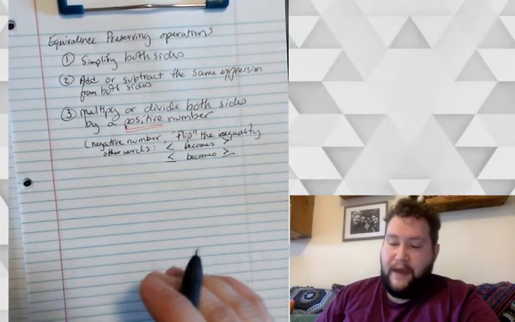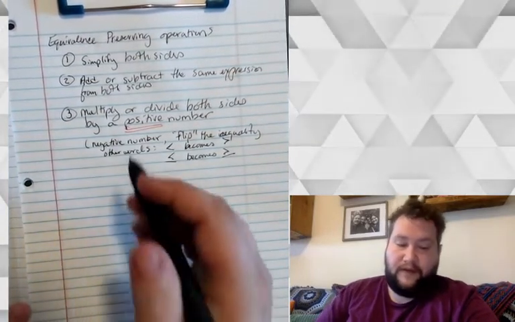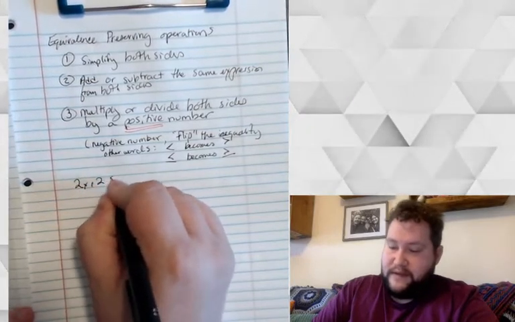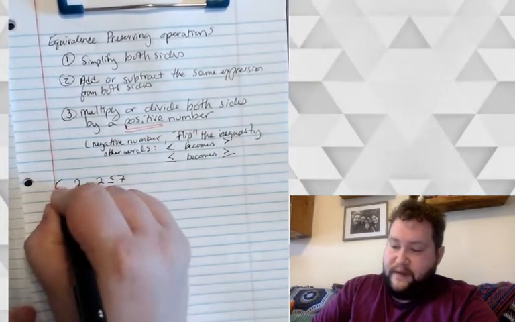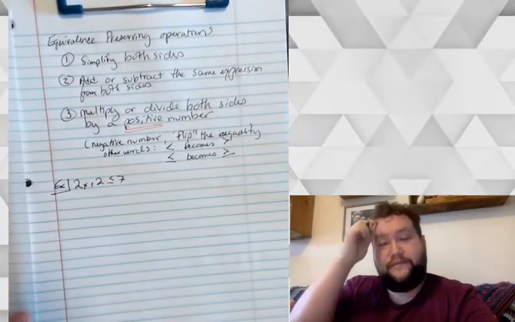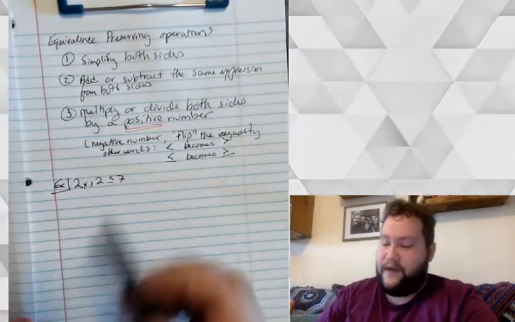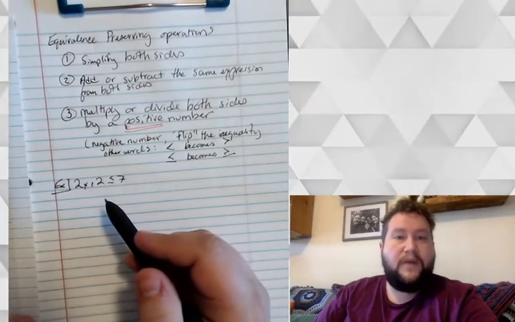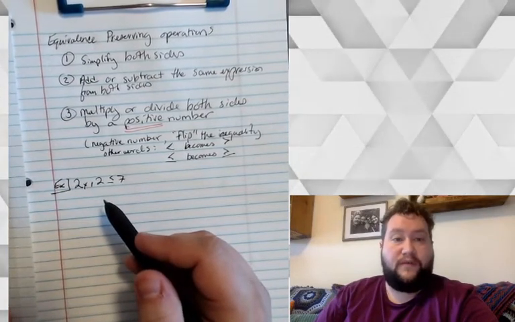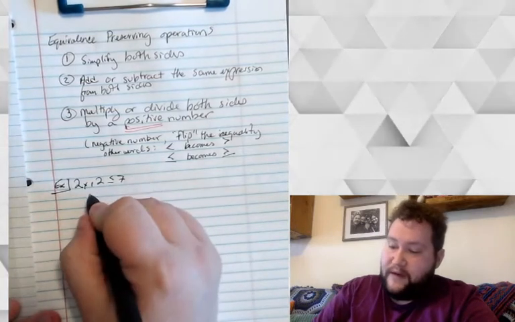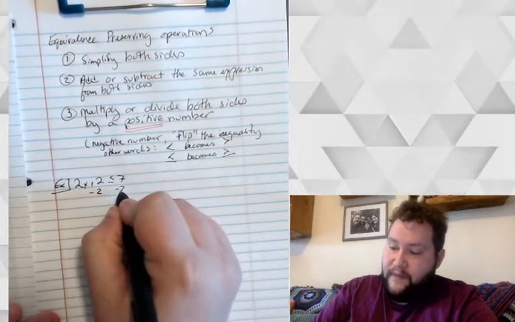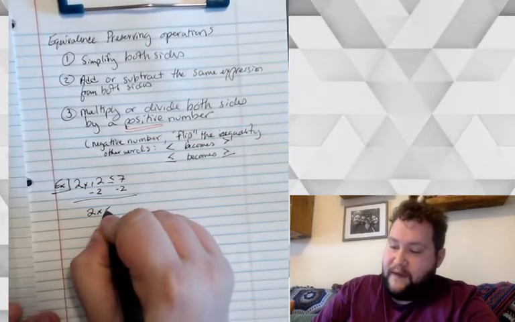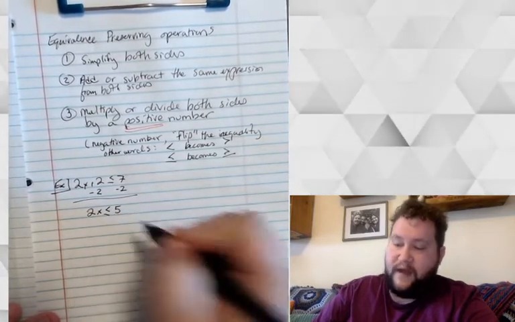And so now that we have our equivalence preserving operations, we'll go back to our 2x plus 2 is less than or equal to 7 example. And so we can simplify. Well, 2x plus 2 doesn't simplify, and 7 is just 7. We can add or subtract the same expression from both sides. Well, we can subtract a 2 from both sides, because a constant is an expression. And then we have 2x is less than or equal to 5.